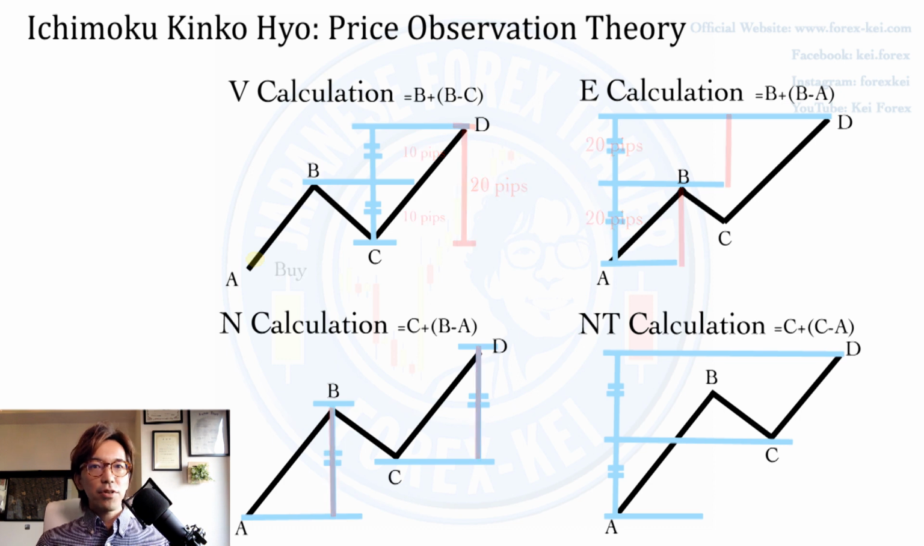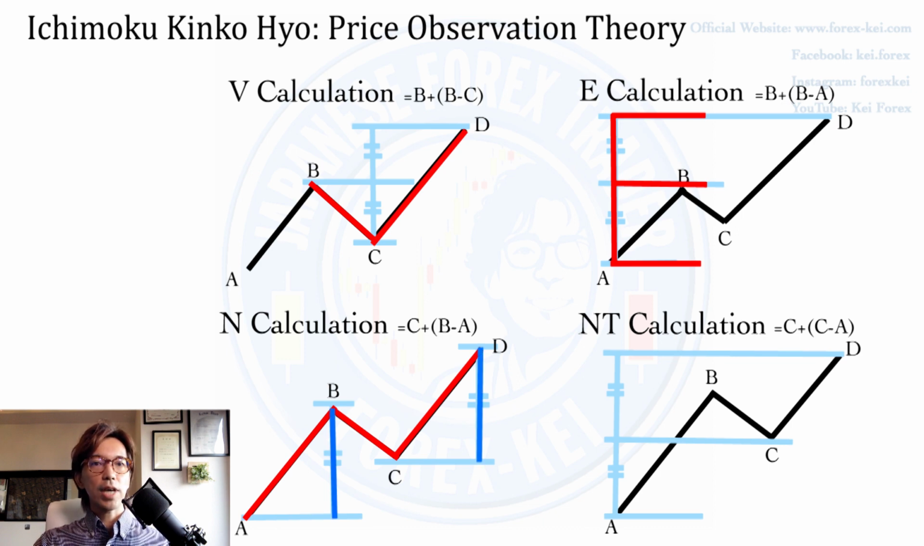And let me show you how you can memorize these calculations. V calculation will be like this. You see a little V here, and the target D is twice as high from the pullback to the point C. And E calculation will be like this. You see a letter E here, and N calculation is just like the movement of the market like this. And these pips will be the same.